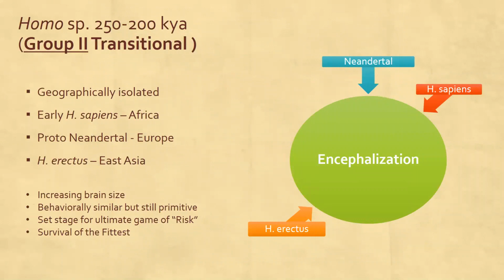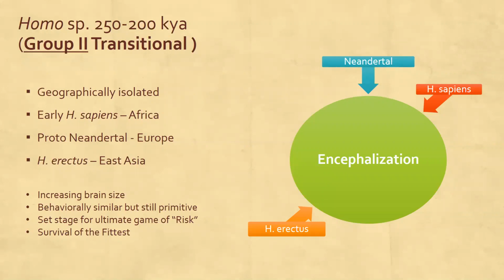Let's move now to this group, transitional hominids in Africa, and what comes out of that population between 250 and 200,000 years ago. They are geographically isolated in southern Africa at this time. They are the earliest versions of Homo sapiens in Africa. We know in Europe during this window there's proto-Neanderthal that's existing, about to evolve into a classic form of Neanderthal. And way over in East Asia, Homo erectus is still around.